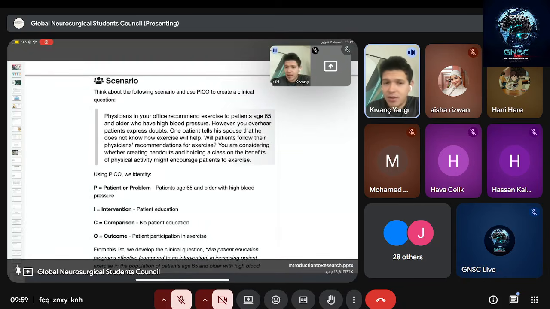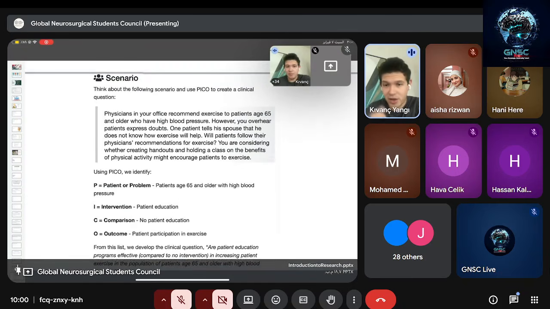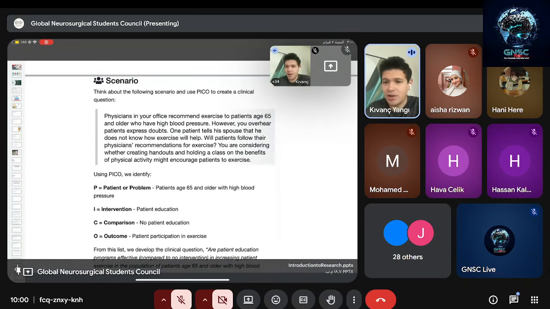Here I took an example from PubMed. So this is what PubMed makes you practice. They give you a scenario, and you can just think about the following scenario and use the PICO framework to create a clinical question. So see what they did. P, patients age 65 and older. I is patient education. C, no patient education. O is the outcome, so patient participation in exercise. So I hope it looks easy for all of you after our lecture, guys. Next slide, please.